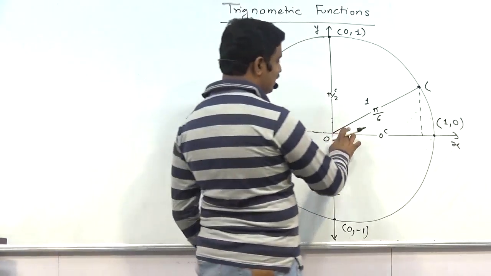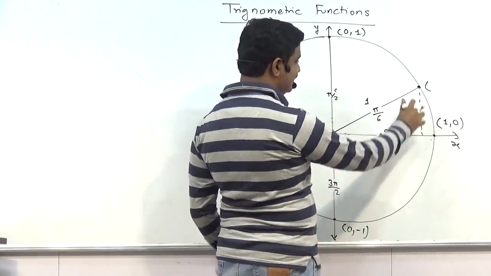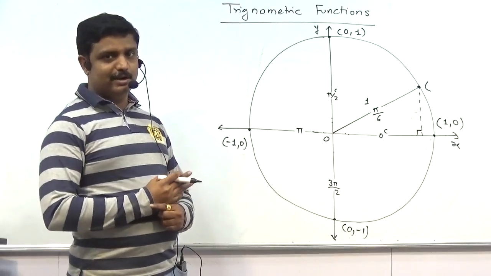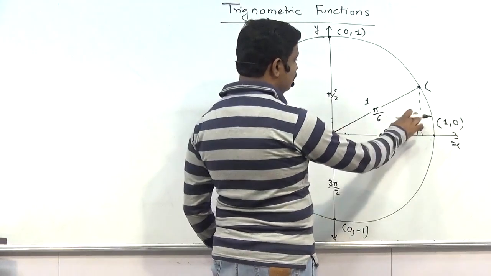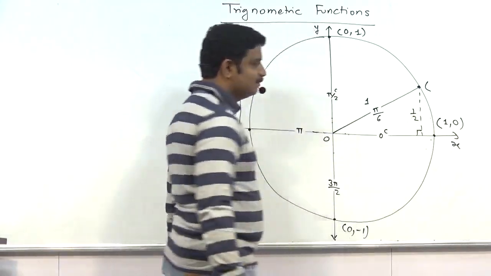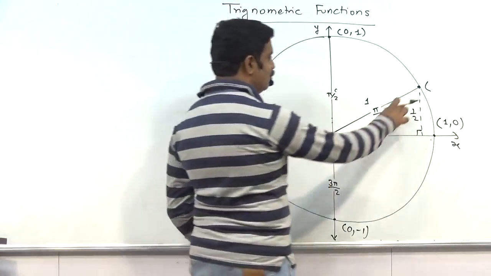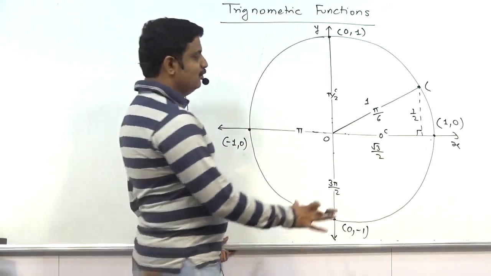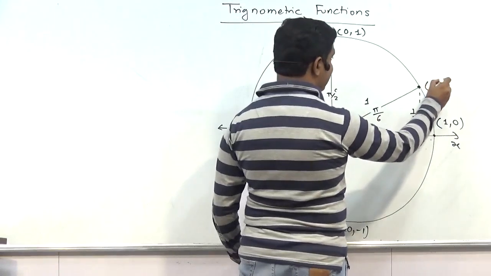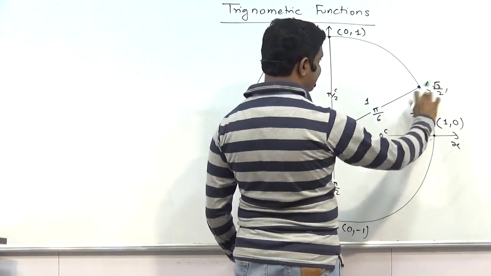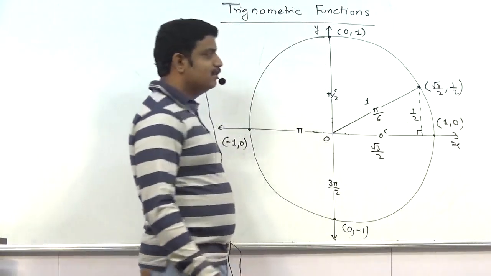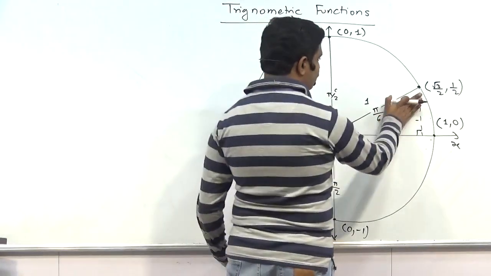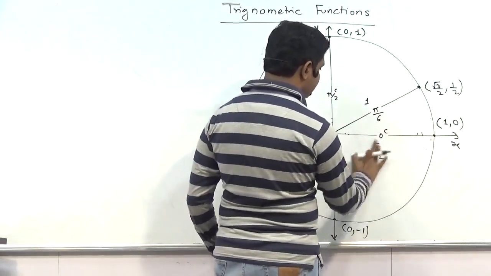Now, this angle is pi by 6, 30 degree. This angle is 60. This is 90. Which type of triangle is it? A 30, 60, 90 triangle, in which the side opposite to 30 is half of the hypotenuse and the side opposite to 60 is root 3 by 2 times the hypotenuse. So the distance from the y-axis is root 3 by 2. The distance from the x-axis is 1 by 2. So what are the coordinates? Root 3 by 2 and 1 by 2. You have to remember this, root 3 by 2 and 1 by 2.